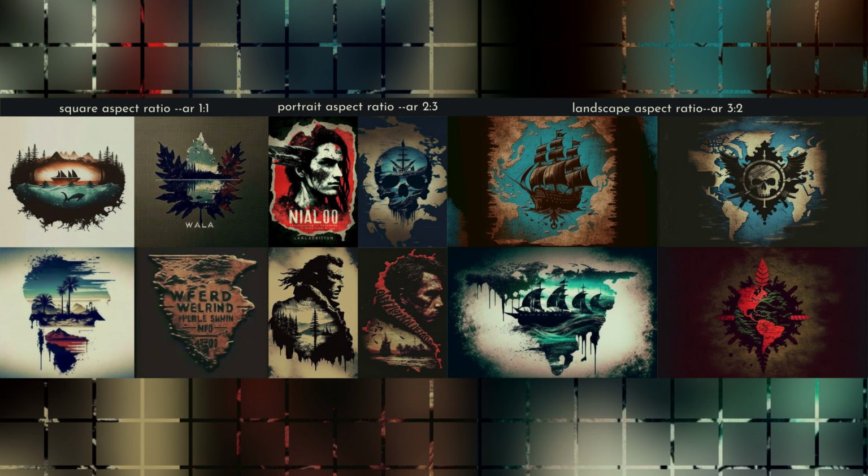I absolutely love these. They have some awesome double exposure going on in some of the images, and there's actual maps on some of the images. The point for the favorite goes to landscape aspect ratio for most map-looking imagery.